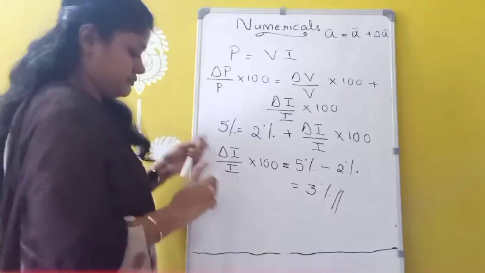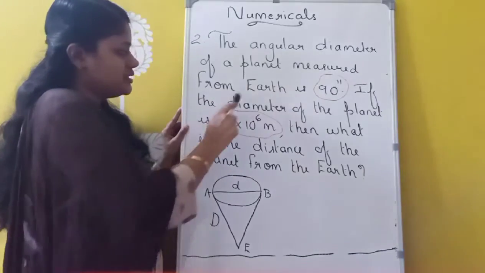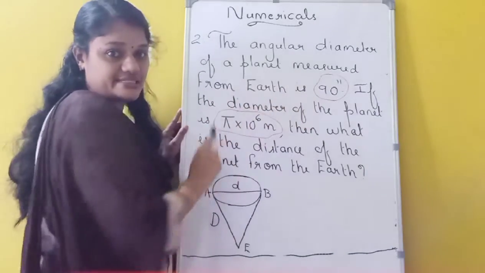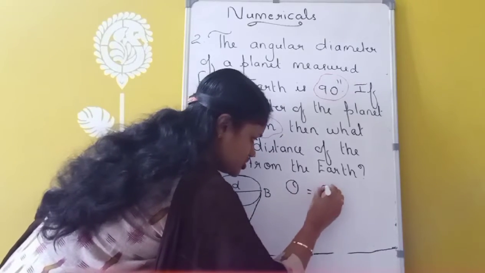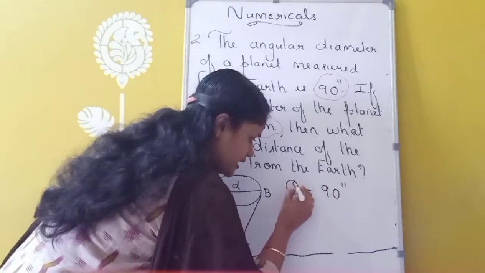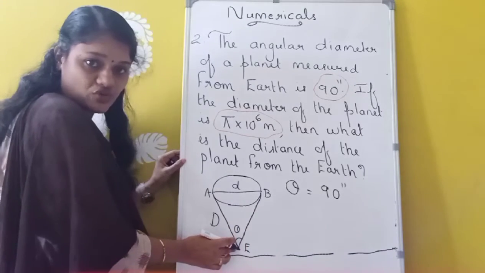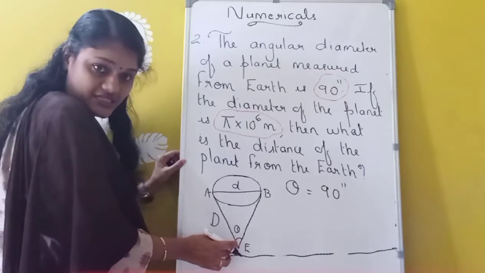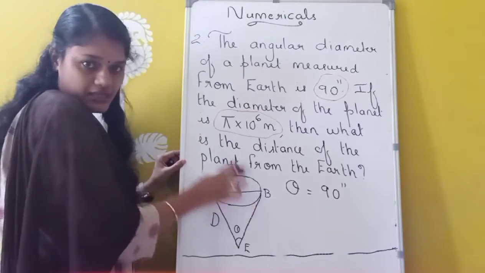3%. Now second problem. The angular diameter of a planet measured from Earth is 90 seconds. So angular diameter is given as how much here? 90 seconds. Angular diameter theta. So this is the angular diameter. So this is the point of observation from the Earth. So this is considered as Earth and this is the planet and this AB represents the diameter of the planet.